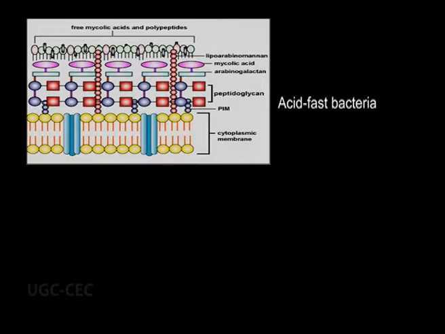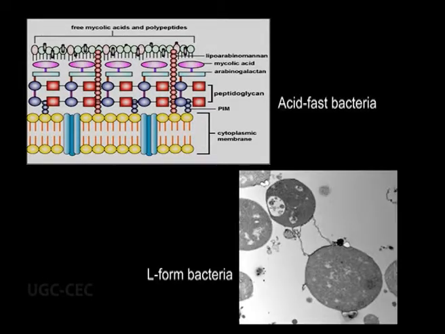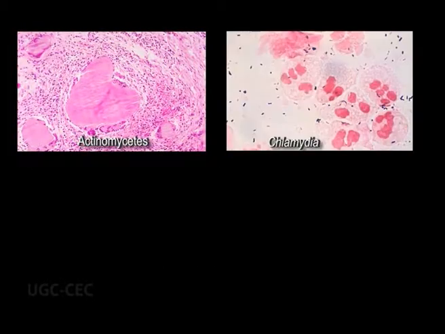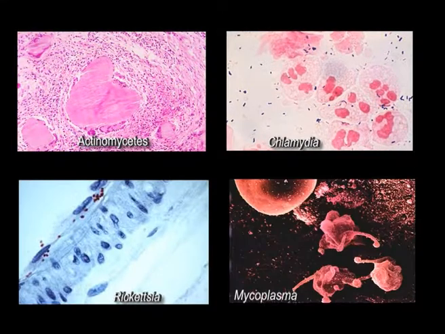Welcome to this lecture on bacterial cell wall. In this particular lecture, we shall be discussing the cell wall structure of different associated bacteria-like organisms. We will start with the acid-fast bacteria, then we will be discussing the L-form bacteria, then the cell wall pattern of actinomycetes, chlamydia, rickettsia and mycoplasma also. We will be mainly discussing their components, their function and how these functional components impart pathogenicity to the pathogenic bacteria-like organisms.